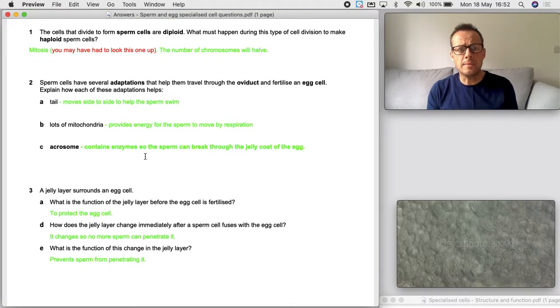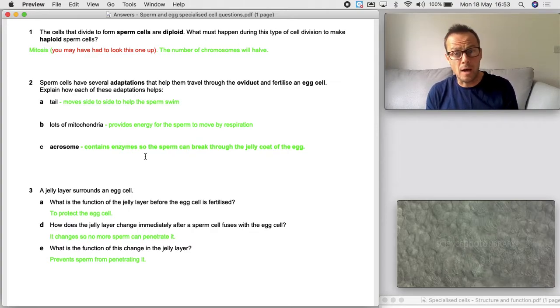Next, looking at the different types of cells. Sperm cells have several adaptations, and how are they adapted to suit the function of that cell? First of all, it points out here that the sperm cell has a tail. The adaptation of the tail means the sperm can swim, so the sideways movement of the tail propels the sperm cell forwards. The sperm contains lots of mitochondria. This provides the energy needed for the sperm to be able to swim.